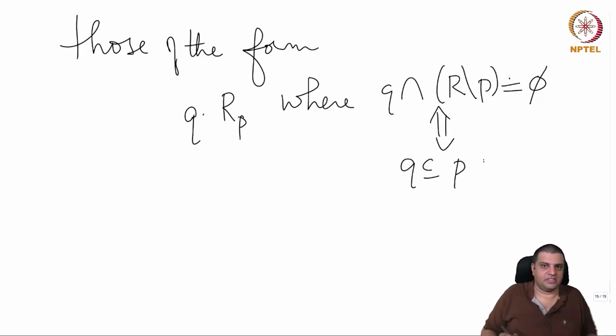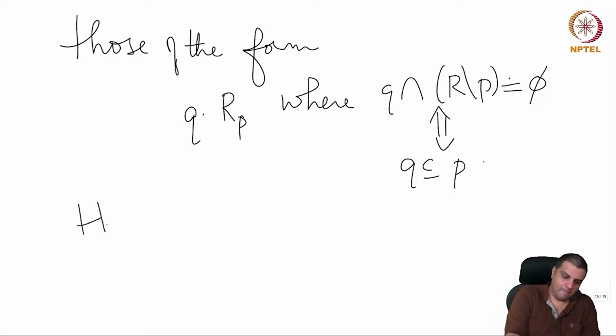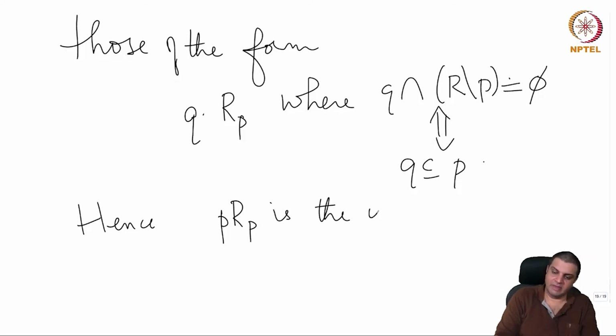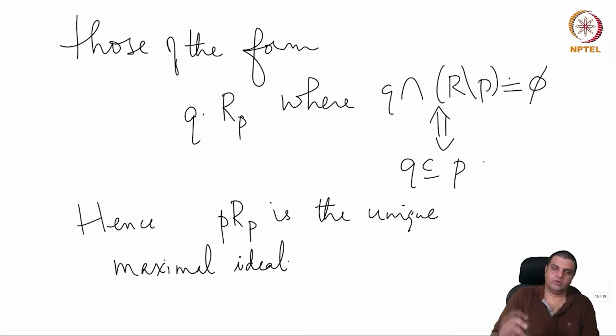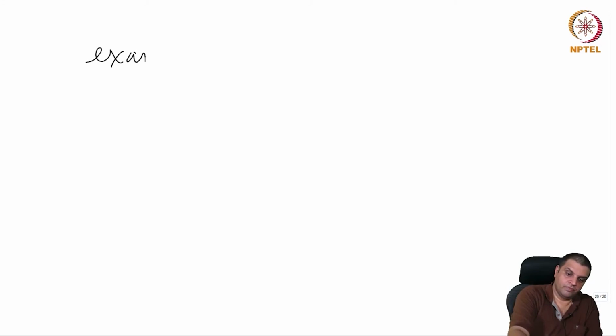Okay, so this is what that proposition said: the prime ideals that don't become the whole ring after localizing are exactly the prime ideals that don't intersect the multiplicatively closed set, and when you extend those you will get prime ideals, and these are the only prime ideals of the localized ring U inverse R. So hence the extension of P to R_P is the unique maximal ideal of R localized at P. Okay, so this is an example of a local ring.